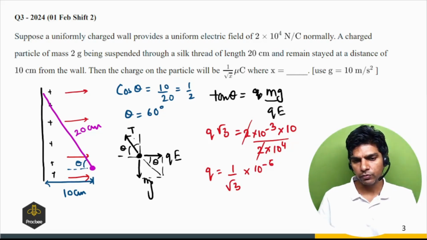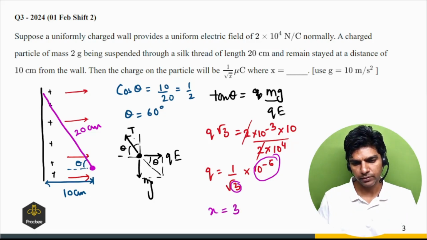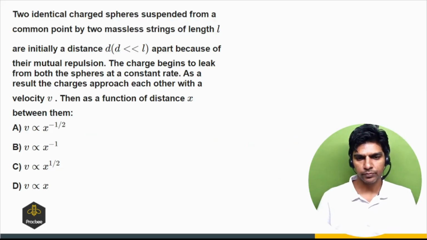And we are given q is 1 upon root x microcoulomb. So basically this is micro, and this will be the x. So x comes out to be 3. So 3 is the answer of this question. Right, so now let us see one more question based on the same concept.